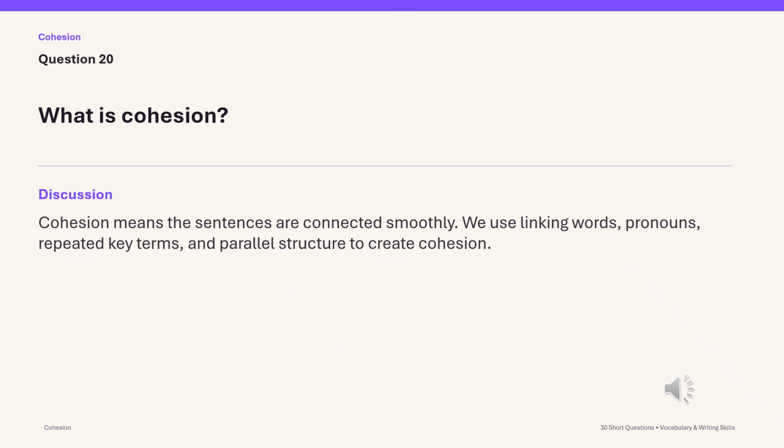What is cohesion? Cohesion means connecting sentences smoothly. It is very different from coherence. Coherence is about logical order, whereas cohesion is about linking. Now, we can create cohesion by using linking words like however, therefore, moreover, firstly, finally. We can also use pronouns, repeated keywords, and parallel structures to connect ideas. So, cohesion means smooth connection between sentences.